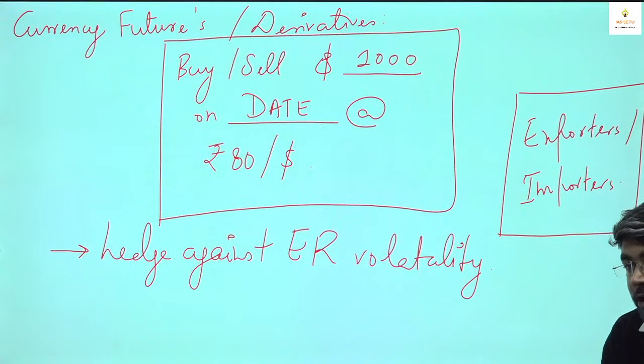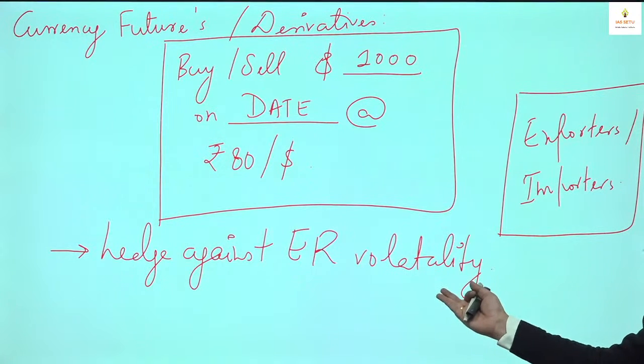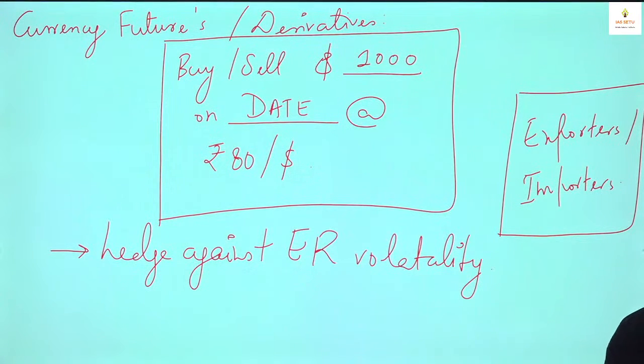They cannot go beyond 80. So they can go for buying, let's say, these many dollars on this date at this price, and thereby they are able to hedge against exchange rate volatility. Even if the dollar to rupee price tomorrow goes haywire, right? Anything can happen. $1 could be equal to 85, $1 could also be equal to 75. But both of them are safe, comfortable, right? And both of them can engage in buying and selling of currency futures, currency derivatives. So using this instrument, they are able to hedge against exchange rate volatility that may occur in the markets.